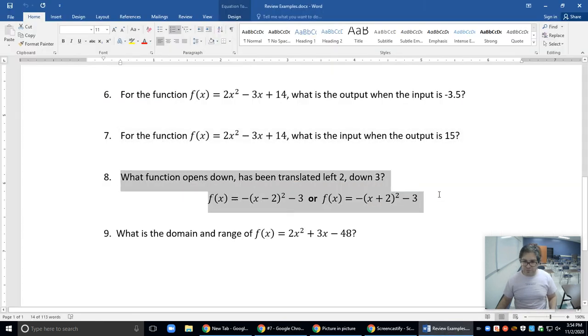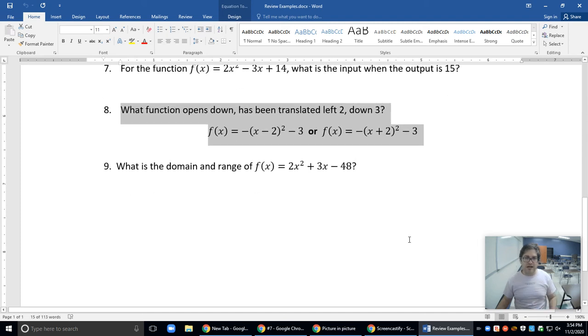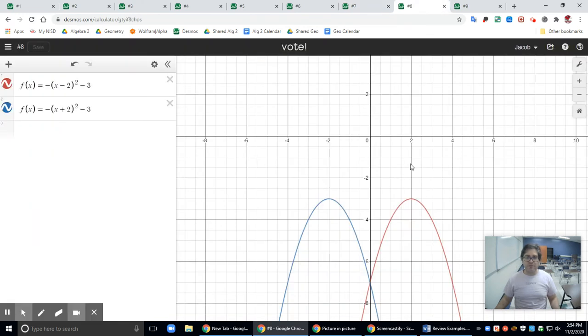What about transformations? That's very common for algebra to cover. You cover transformations a lot in Algebra 1 and Algebra 2. So what function opens down and has been translated left 2 and down 3? So you got to know that most functions start with the vertex at 0, 0 or have a starting point at 0, 0. And so you just got to look to see how that vertex moved to see something that goes left 2, down 3, and then most functions open up naturally.